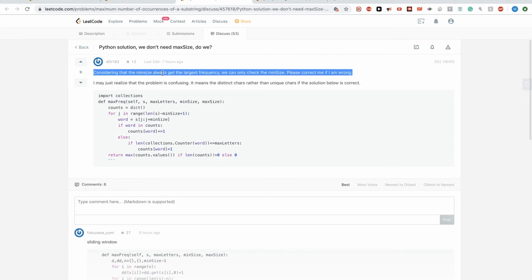Yeah, so he used the same idea that I used, which is that min size will always get you the largest frequency, right? So we can just check it. Same thing, word in a dictionary to count its occurrences so that we can use it as we encounter it. And then here, yeah, this is just checking the max letters. Then he adds, okay, otherwise he doesn't count it.